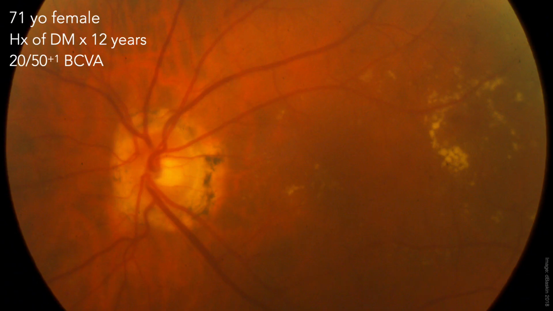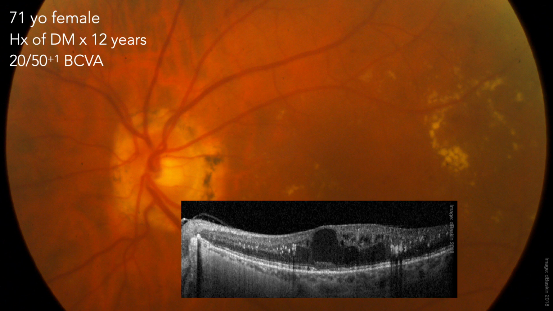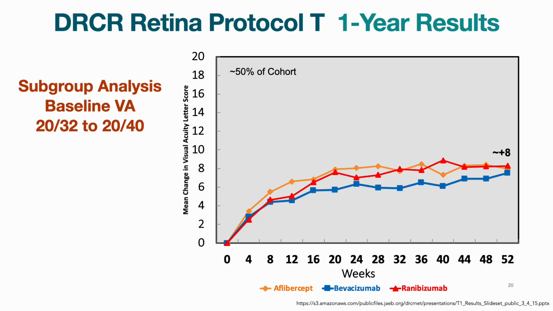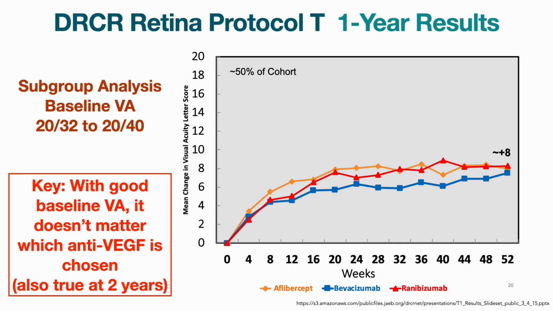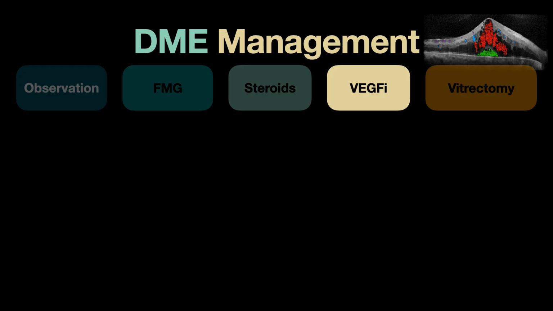Now I have a 71-year-old lady. I tried to enroll her in something called protocol AC, which we're not really going to get into. She failed by 1 letter. She was 20/50 plus 1. This is her OCT scan. Let's pretend like she had 20/40 vision though, okay? So now look at the subgroup analysis from protocol T where we compared bevacizumab, ranibizumab, and aflibercept. It really didn't matter which one you gave. They all ended up about the same. And that was also true at 2 years.